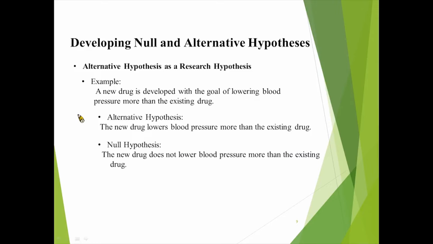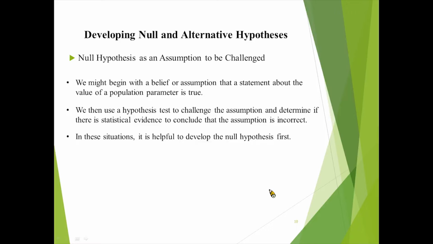Another example: a new drug is developed with the goal of lowering blood pressure more than the existing drug, and the alternative hypothesis: the new drug lowers blood pressure more than the existing drug, and the null hypothesis is no lower. Okay, so this is the hypothesis.